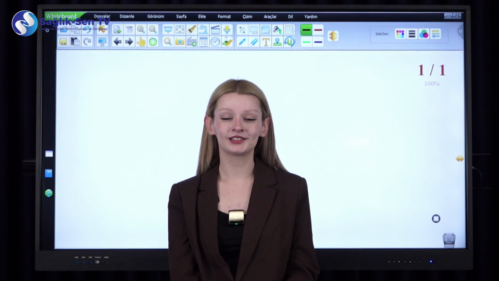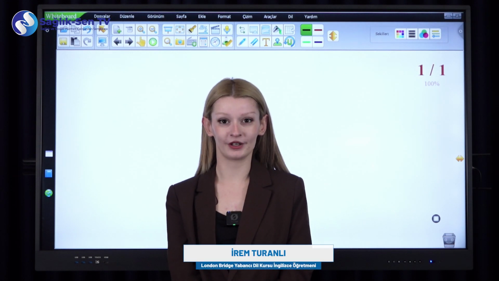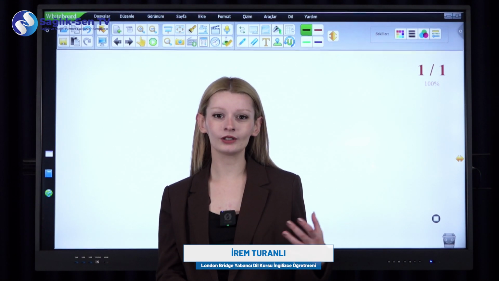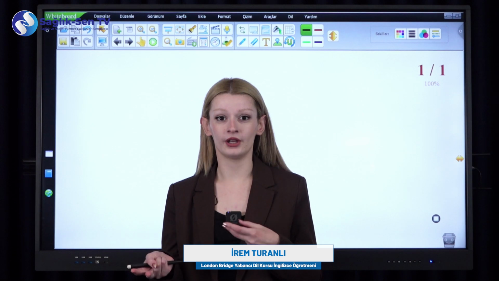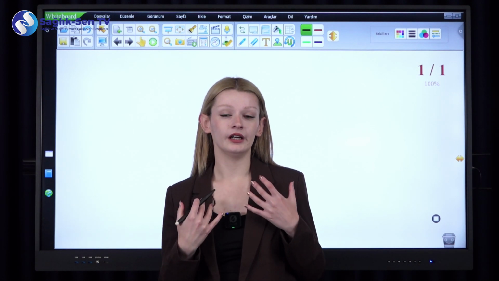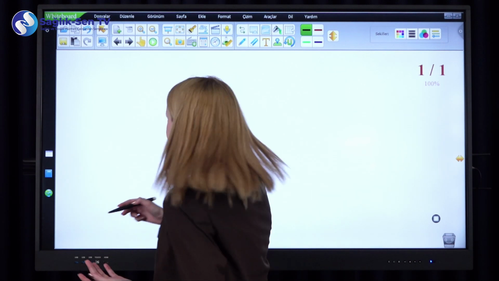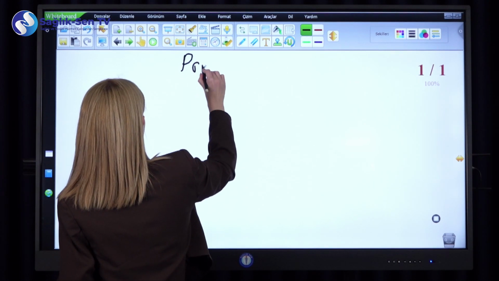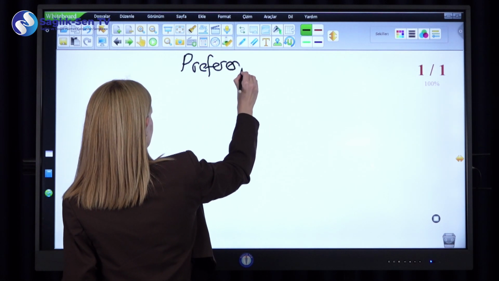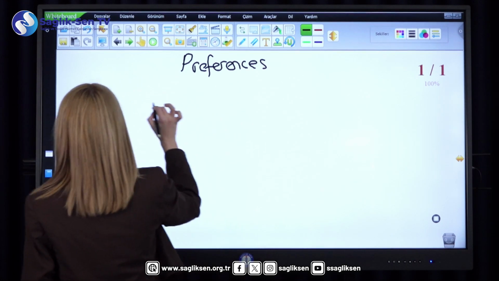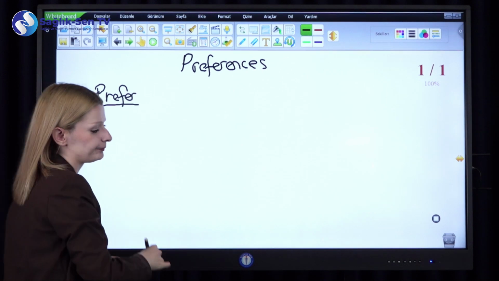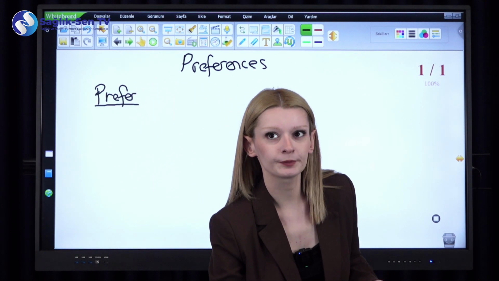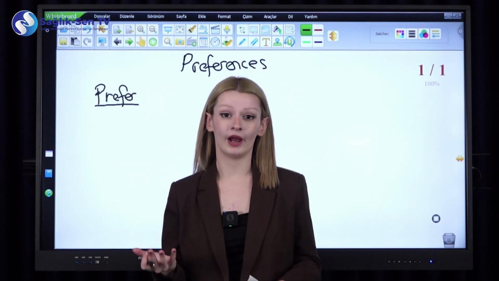Today we will start our lesson by studying preferences. We will be talking about making a choice between two things or just our general preferences. We will start with prefer. We can use prefer in so many ways.